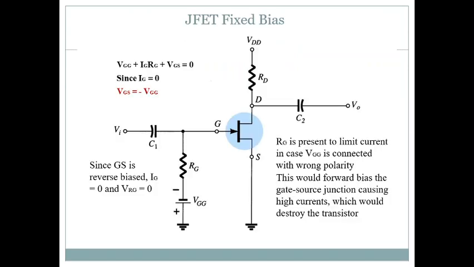Fixed bias for the JFETs. Now we want the gate to be negatively biased, so a minus voltage is to be given. Fixed bias is where you apply a fixed voltage for the base, for the gate, which is actually not practically easy because you need 2 supplies to be there.